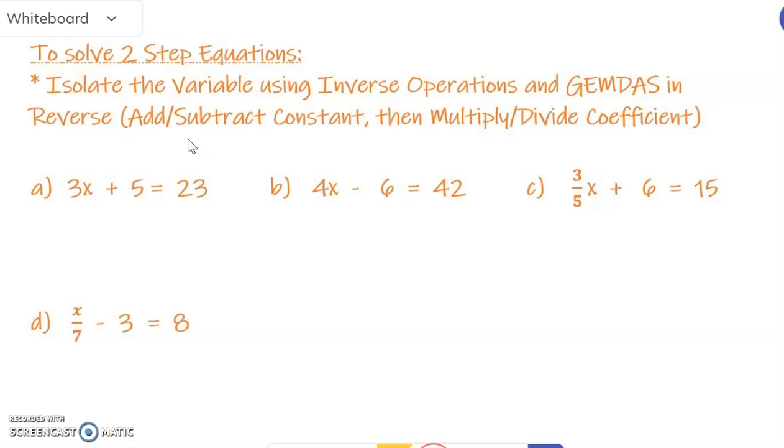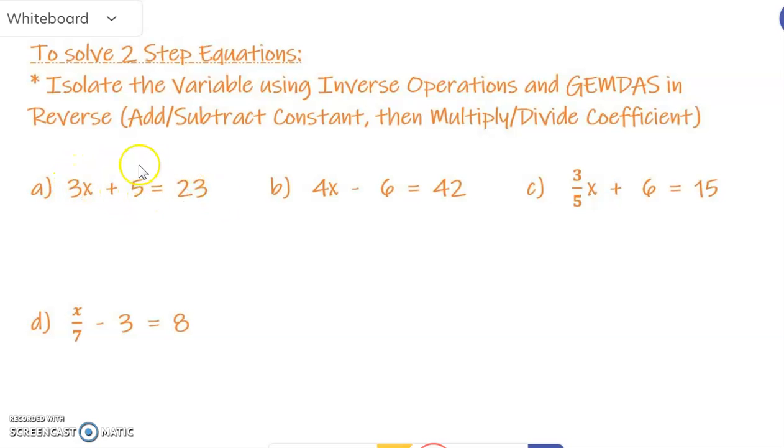So what that means is you're going to start by adding or subtracting the constant using that inverse operation. Then you're going to deal with multiplying and dividing the coefficient. So in A, we're going to start with the constant of +5 here. So we've got 3x plus 5 equals 23.